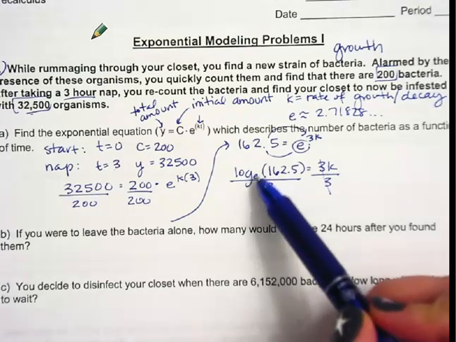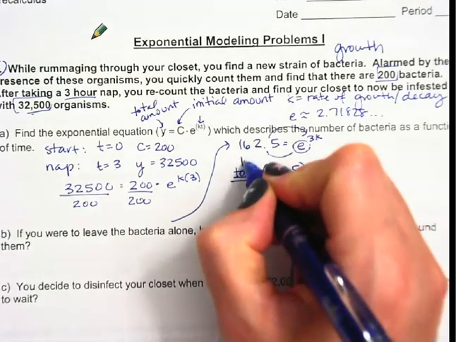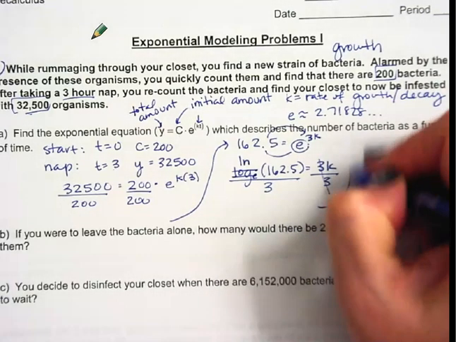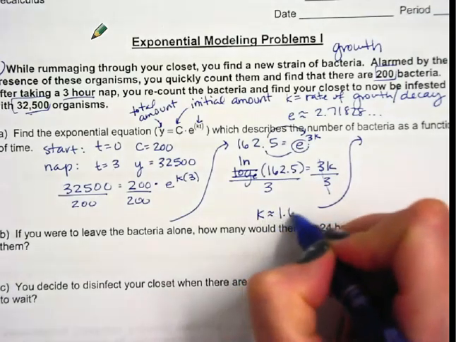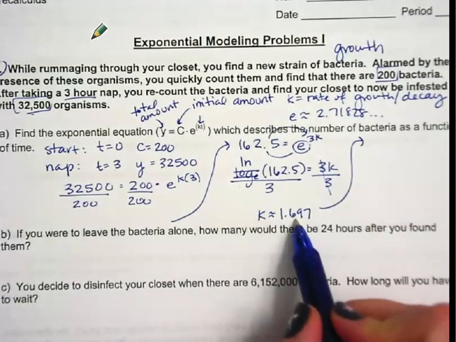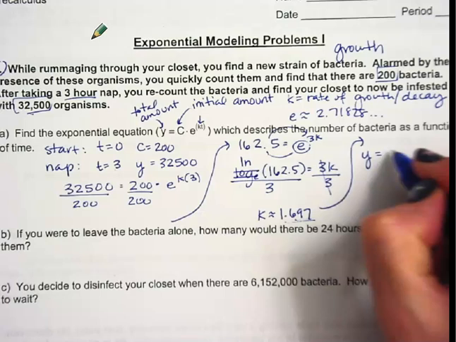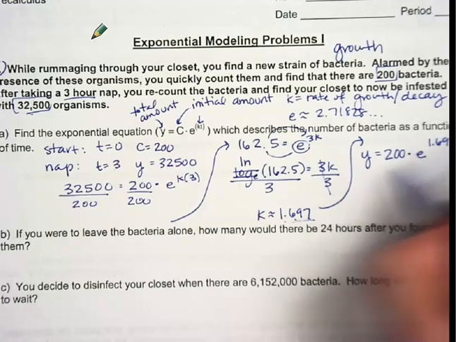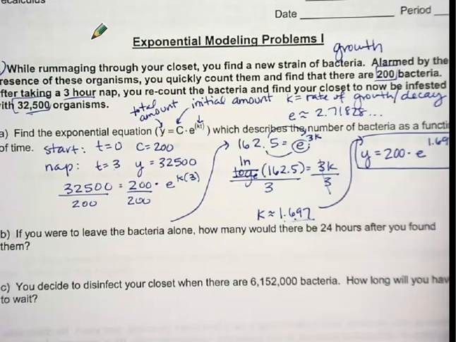All right, so also don't forget log base e is the same as natural log, so you could just find natural log of 162.5 over 3. Either way, whichever route you take, you're getting k to be approximately 1.697. So now this is a constant. We know our constant c, and y and t go back to being variables. So now we have this equation that represents the situation, and we can use it to answer B and C.